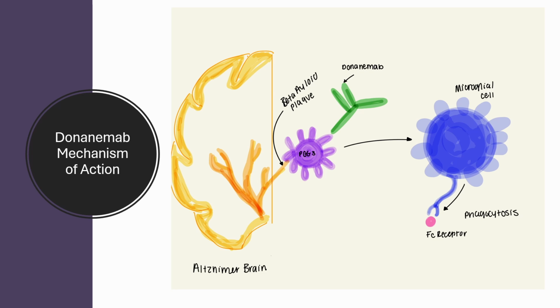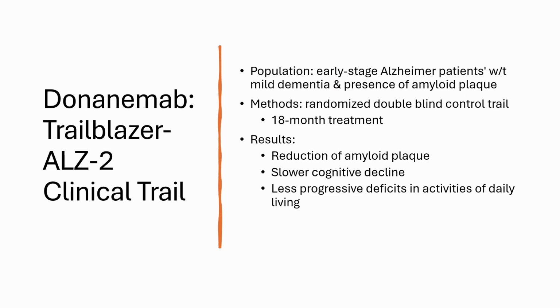As it binds to this beta amyloid plaque, the microglial cell will be stimulated to phagocytose because it recognizes the antibody. Specifically, the Fc region of the donanemab will bind to the Fc receptor on the microglial cell, stimulating phagocytosis of the monoclonal antibody and the plaque. Essentially, this response, because donanemab is a monoclonal antibody, is an immune system mediated response.